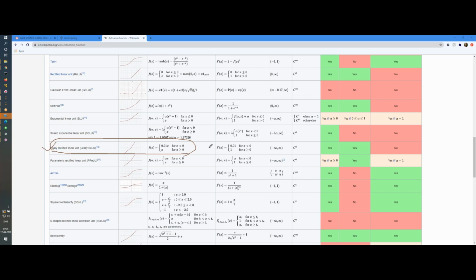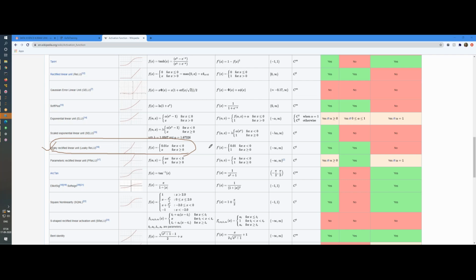So what exactly? Yeah, 0. If it is negative, we are predicting 0 in ReLU. But in Leaky ReLU, we are not predicting 0. If it is negative, we are predicting some value, 0.01 into x. That is what we are predicting. Is it clear? In ReLU, if it is negative, I am predicting 0. In Leaky ReLU, if it is negative, I am not predicting 0. I am predicting 0.01 of x.